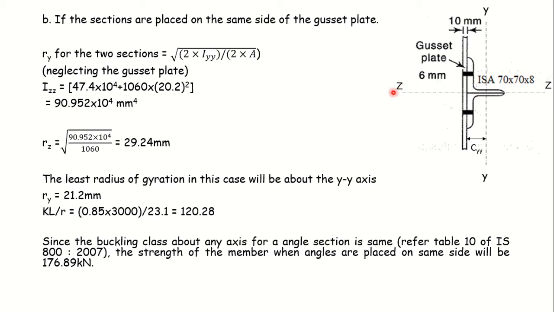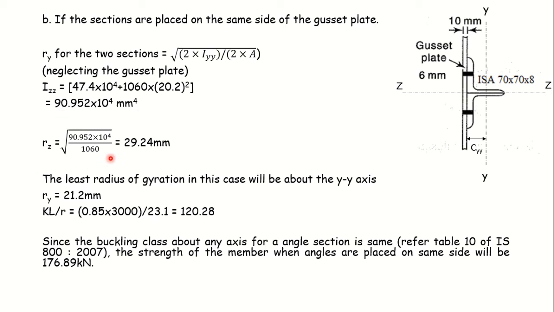Now if we want to check the moment of inertia about this z axis, Izz will be obtained by applying the parallel axis theorem. So in this case, moment of inertia of the individual angle section plus A into yc square. So yc here will be simply Cyy in this direction, the distance of the centroid of this angle section from the z axis, that is nothing but Cyy, that is 20.2. So this will be the Iz value of both the angles about the z axis, 90.952 into 10 raised to 4 mm raised to 4.